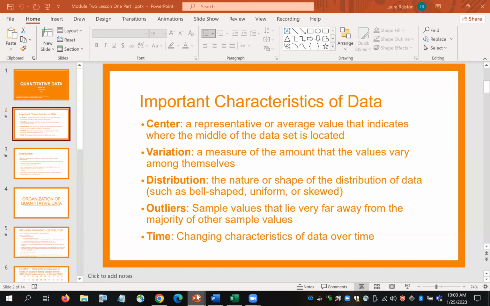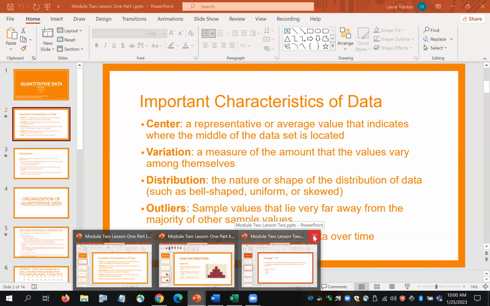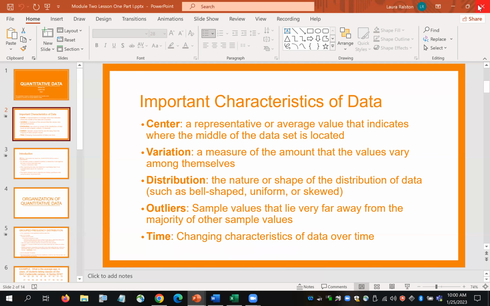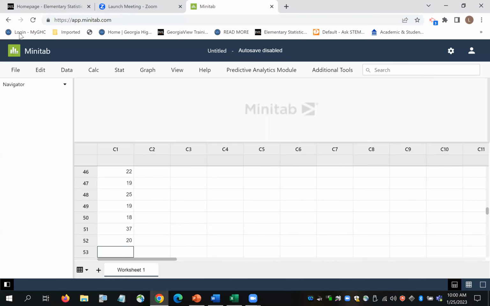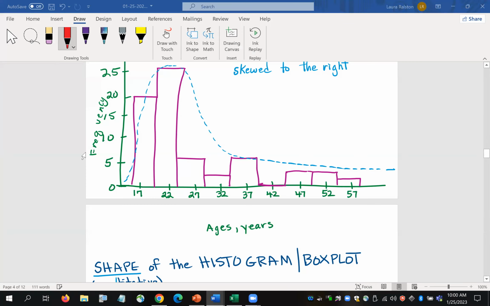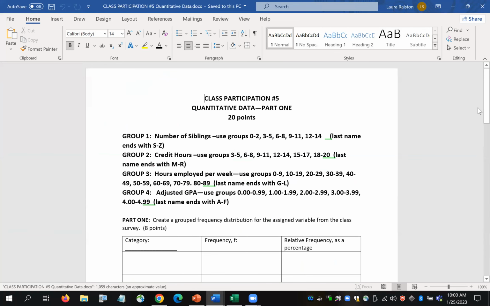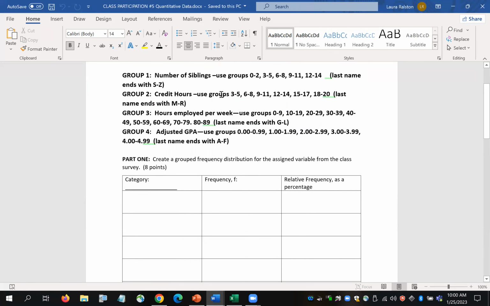Okay, so what I want to do next is get into Minitab and talk about how to create these graphs in Minitab. Let me show you, let me pull it up if I can. I think I had it pulled up earlier, but maybe not. For class participation 5, which I'm going to have you do in just a minute, you're going to use the survey results from the class, and you're going to create a grouped frequency distribution based on the last letter of your name.